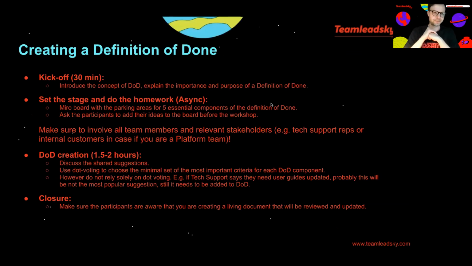What would be the activity? What would be the process? Let's recap. How would you create a definition of done with your team?